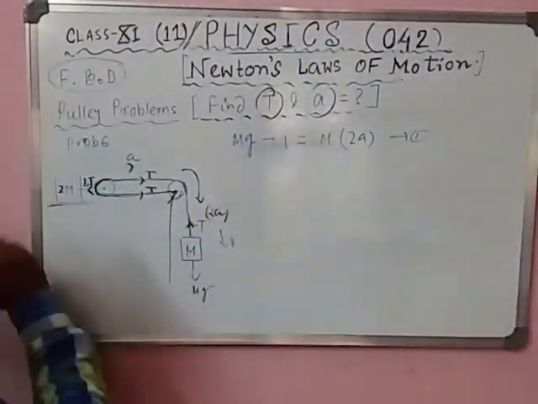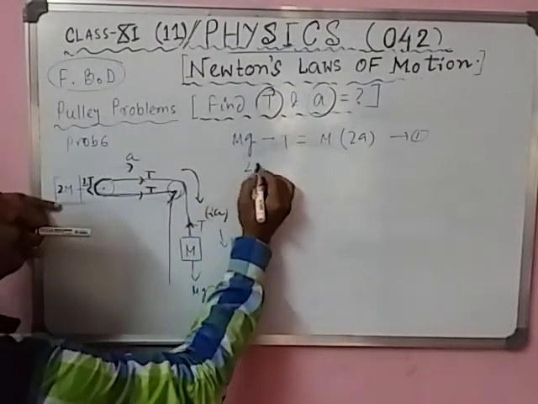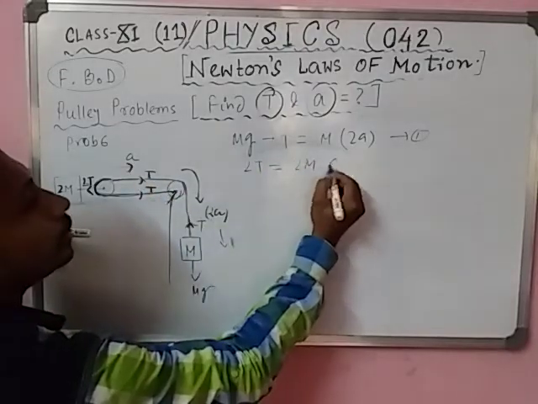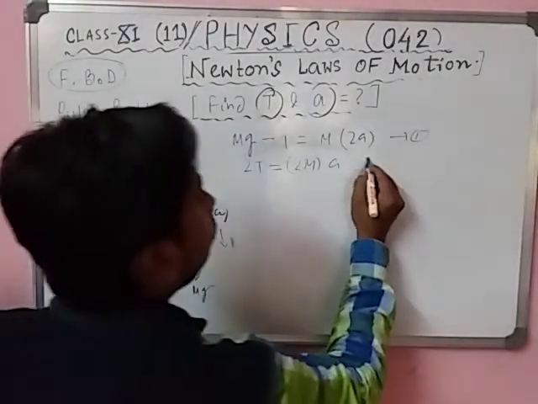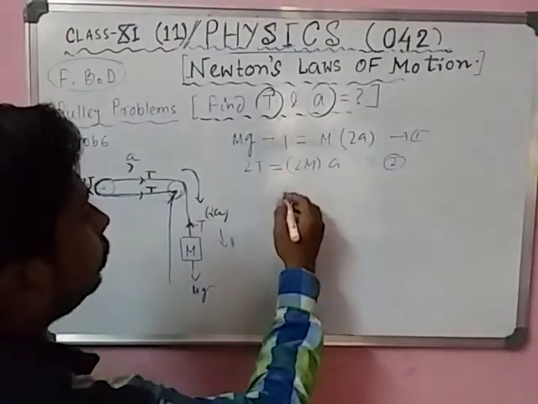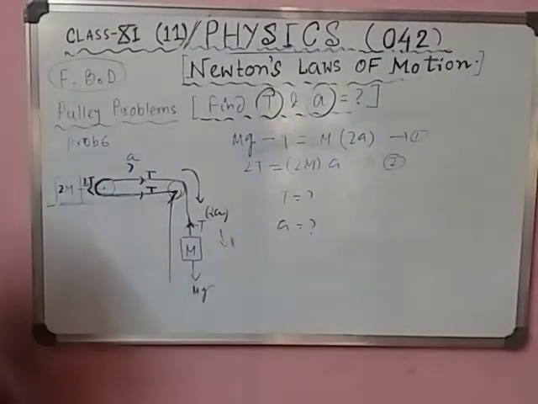And for equation number 2, for 2m, only tension: 2T is equal to 2m into A, because there is a single acceleration. If you solve these two equations, you will get T and A. Okay, copy.